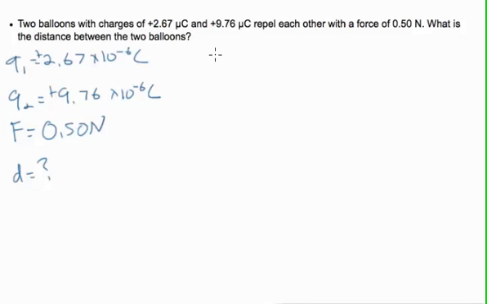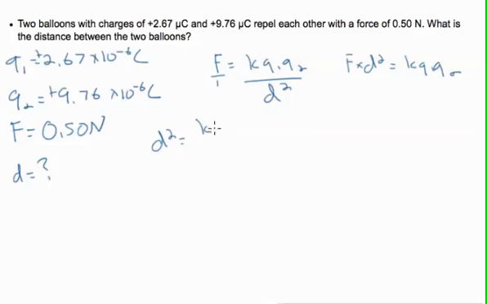Let's look at our equation. F equals K Q1 Q2 over d squared. If we imagine this as F over 1, we can cross multiply, and we get F times d squared equals K Q1 Q2. Now we're going to divide both sides by F. This gives us d squared equals K Q1 Q2 over F.